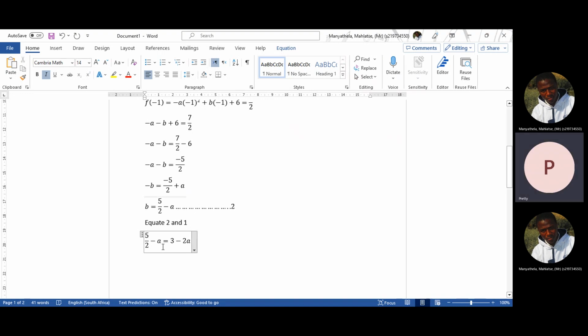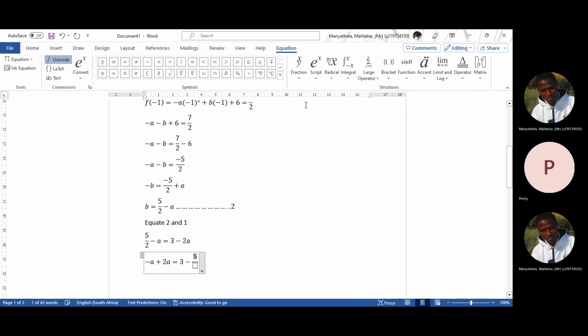On the next step, we put the variables on the same side. Remember we have minus 2a, so crossing the equal sign it becomes positive 2a. Then 5 over 2, crossing the equal sign, becomes negative 5 over 2.